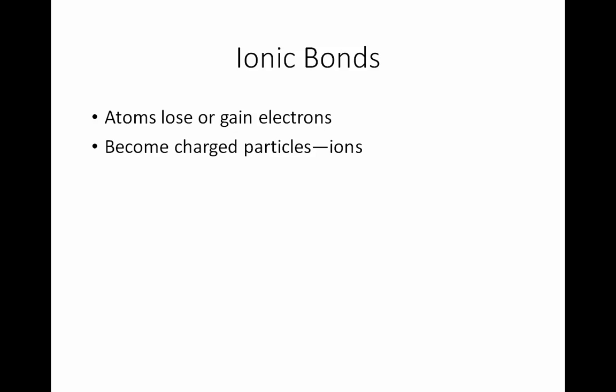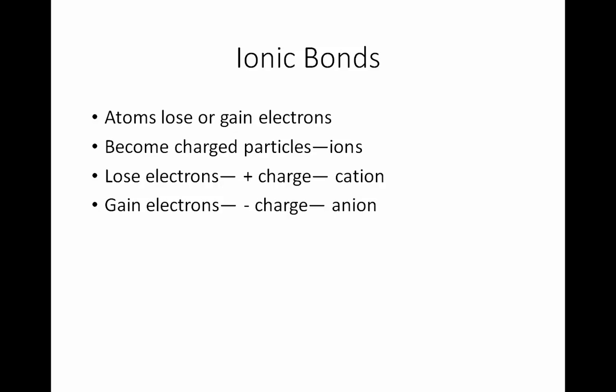Now as soon as they do that, they're no longer electrically neutral. They're either going to have more electrons than protons or more protons than electrons. So they become charged particles, and we call those charged particles ions. Now if something loses electrons, it's going to have more protons left behind, so that ion will have a positive charge. And we call those cations. Now it's easy to remember that cations are positively charged because there's a little plus sign right there in the middle of the word.